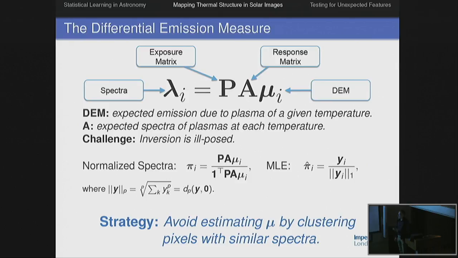The fitted lambda is just equal to the counts. And then I'm going to take those fitted counts and divide by their sum to get the MLE, the maximum likelihood estimate of the proportion of counts.